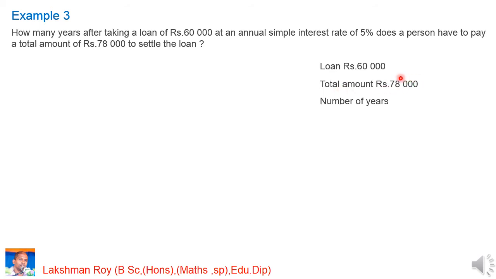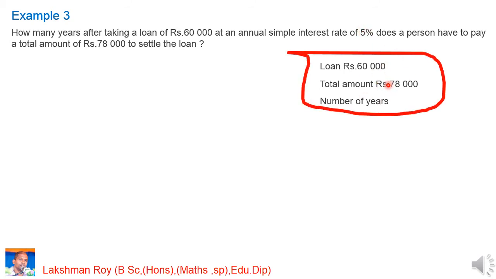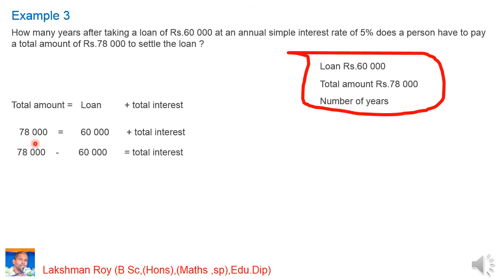So we should find it this way. First you can find the total interest. Then using the loan and the rate we can find the interest for 1 year, then we can find the number of years. Let's see. So these are the given data. The total amount is the loan plus the total interest. They have given the total amount is 78,000 and the loan is 60,000. Now you can find the total interest, student. Subtract 60,000 from 78,000, then you get the total interest is 18,000 rupees.